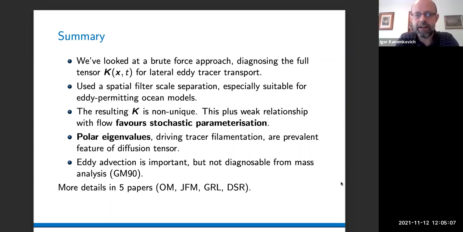Mike, I have a question. As we try to develop eddy parameterization schemes, how do we decide if the scheme is working? What kind of criteria would you use to make that decision?